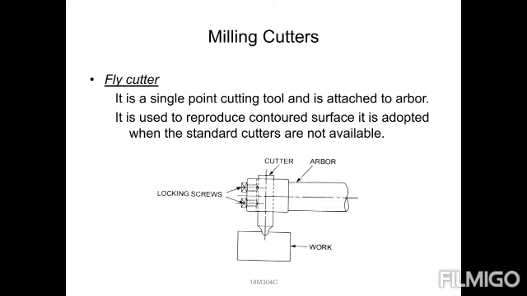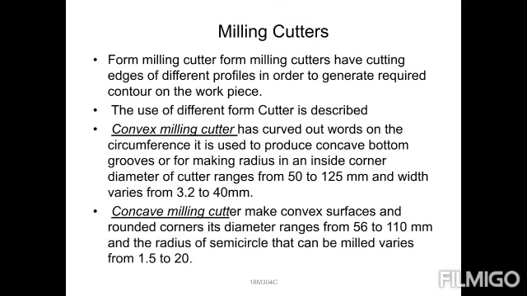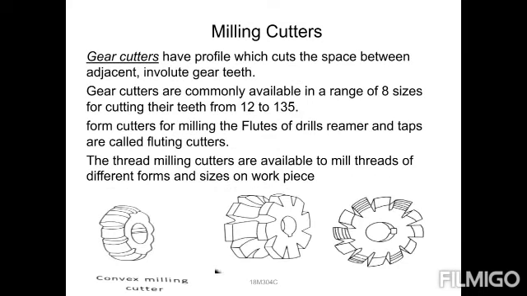Next one, form milling cutters: convex type and concave type. Form milling cutters have cutting edges with different profiles in order to generate the required contours on the workpiece. These milling cutters are available in two types, convex and concave. Diameter ranges from 50 to 125 mm and width varies from 3.4 to 40 mm. Convex type corner cutters have diameters ranging from 56 to 110 mm and radius from 1.5 mm up to 20 mm.